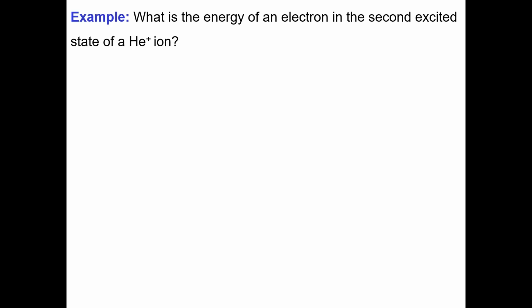So let's look at an example here. It says, what is the energy of an electron in the second excited state of helium plus? So again, we just got to be very careful. The second excited state is n equals 3. So our formula here is E is equal to k z squared on n squared.